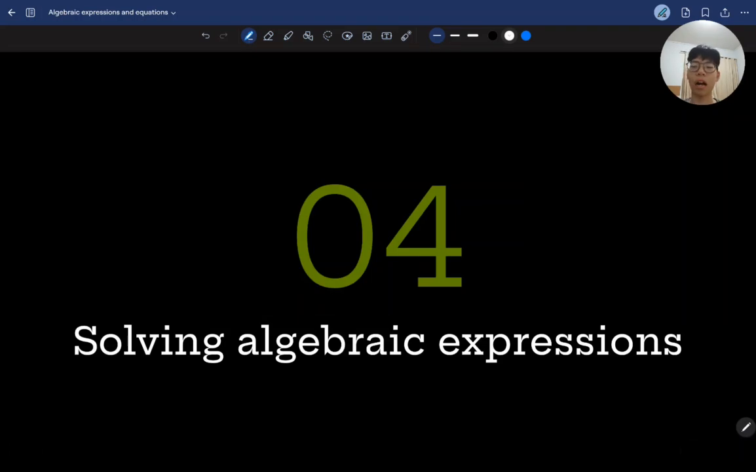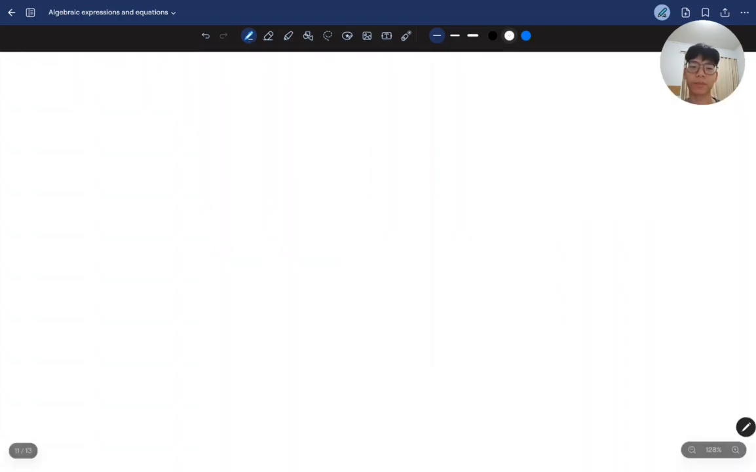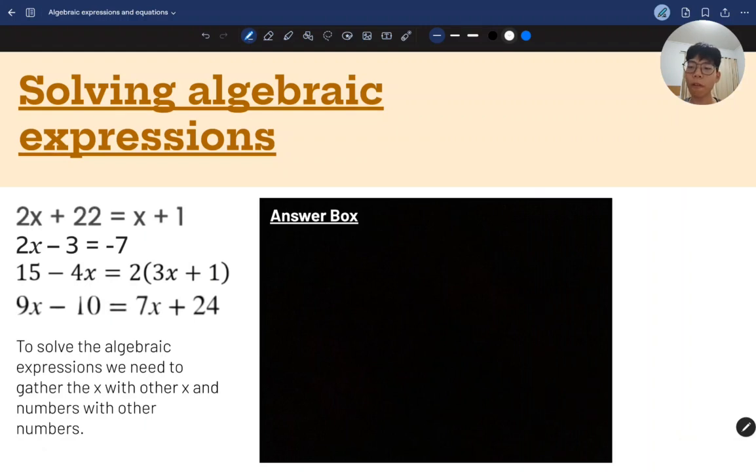Now we need to go how to solve algebraic expressions. To solve algebraic expression, we need to gather the x with other x and numbers with other numbers. So variables go with variables and numbers go with numbers.